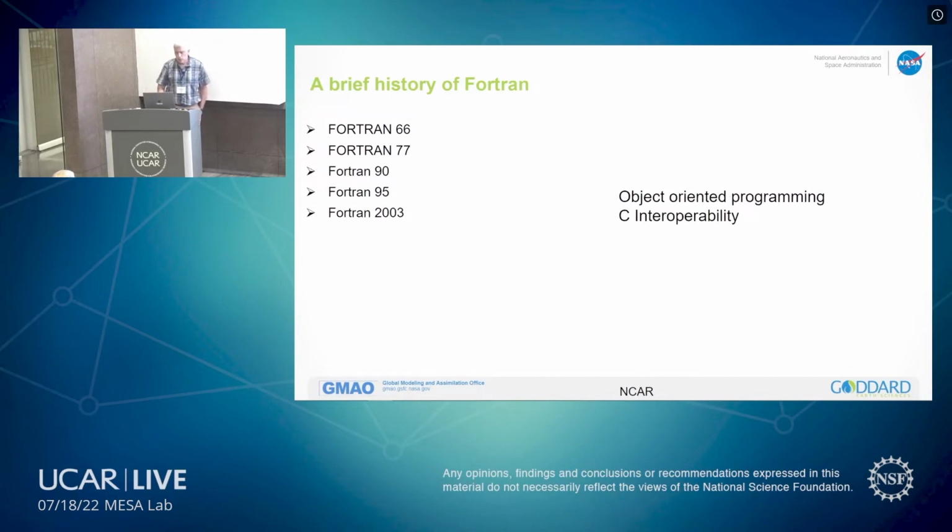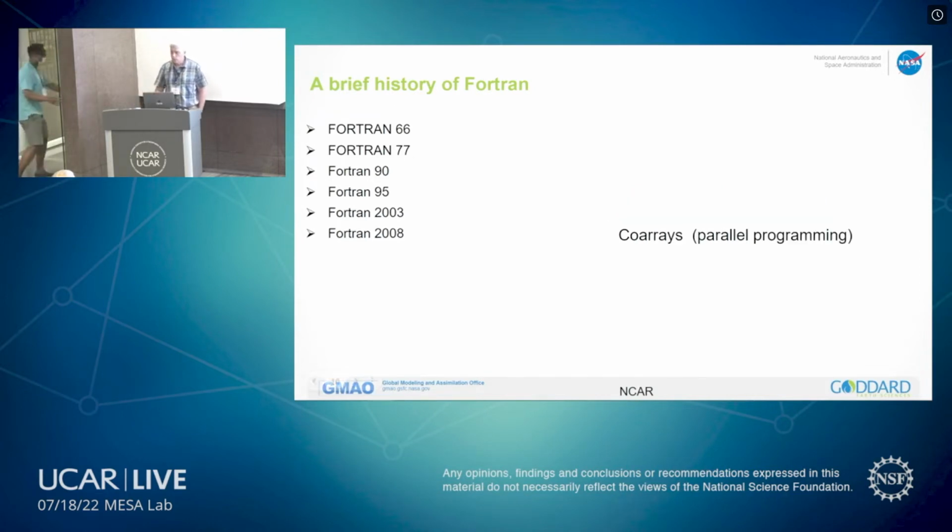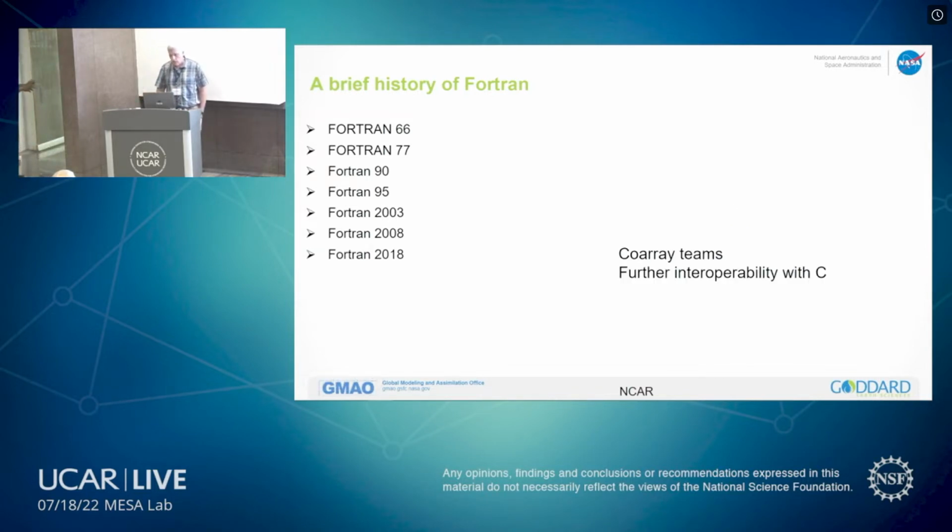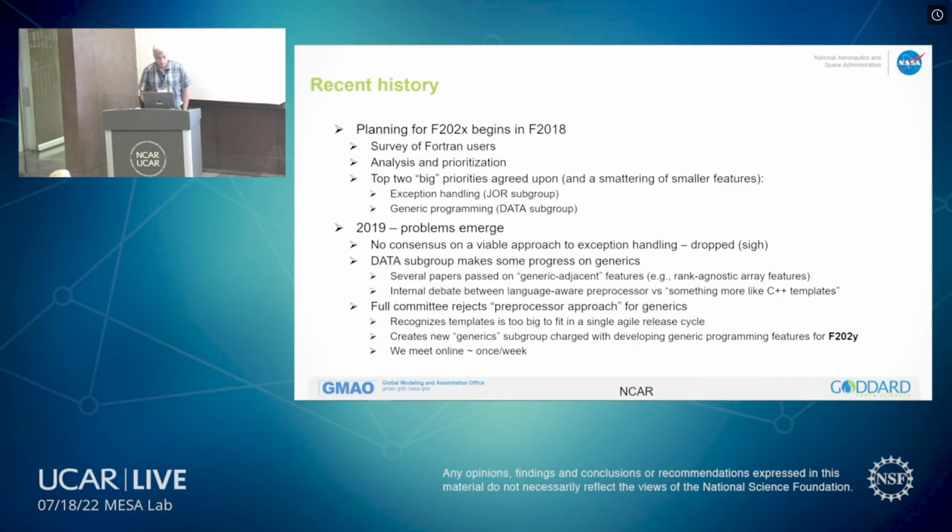Okay, Fortran 2003, that's where we got C interoperability and object-oriented programming, something I spent a fair bit of the last 10 years playing around with. And then Fortran 2008 introduced the ability to do parallel programming within Fortran. And then 2018, which is a fairly recent standard, introduced teams for co-arrays and introduced even more interoperability capabilities with C. And that brings us up to the present. All right, so what's going on now?